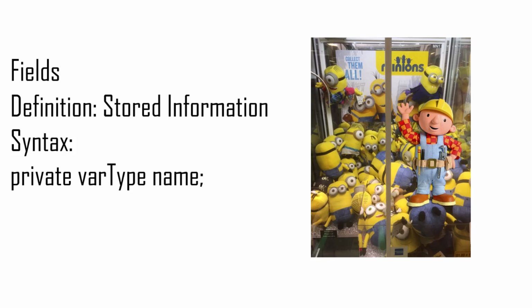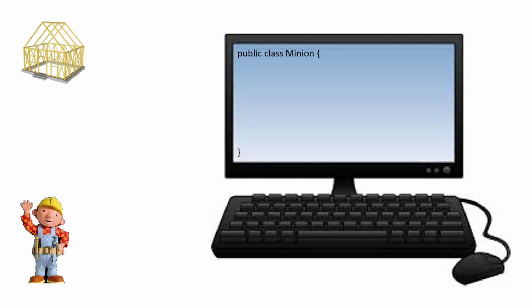Fields are stored information about the objects that are produced by the class. The syntax for fields is private, the type of variable, and then the name of the information being stored. Next, Bob creates two fields, eyes and name, to store the respective information for his minions.